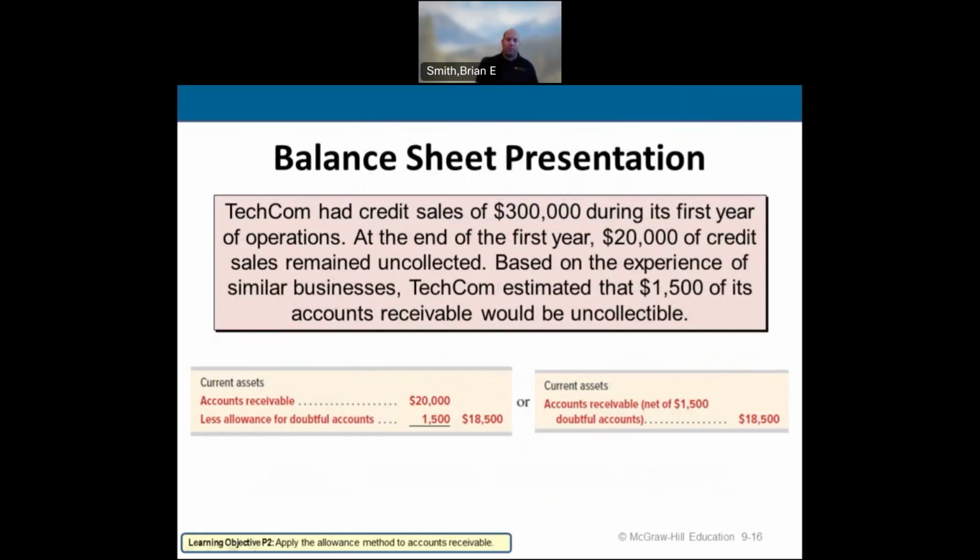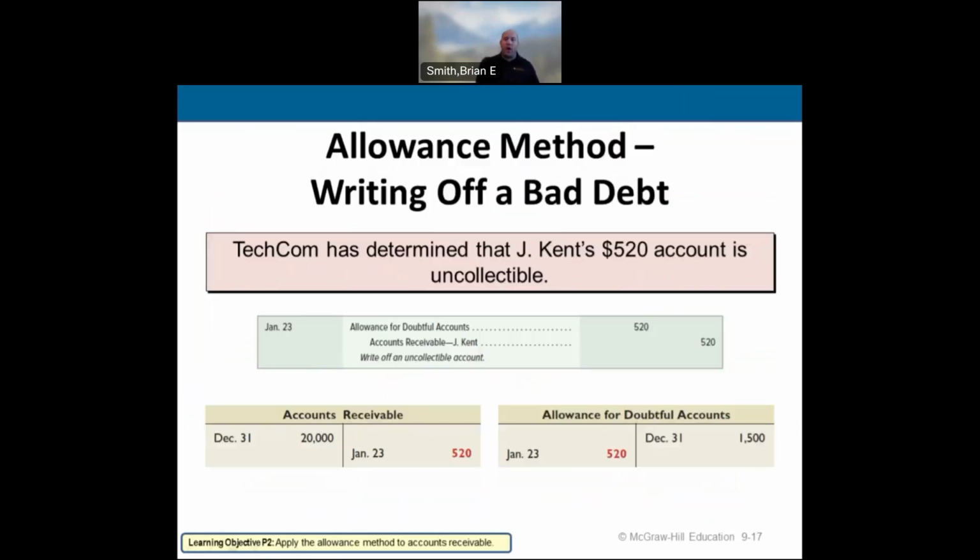Either way, it's fine. Then when we go and write off a debt, we're going to debit the allowance for doubtful accounts by the amount we think is going to be collectible, $520. And then we're going to credit the accounts receivable of the company or person that isn't going to pay us, thus reducing the amount that that person owes us and reducing the balance in our allowance for doubtful accounts. Because sure enough, we thought $1,500 in total were not going to be collected, and now we're starting to not collect, so $520 is going to reduce that balance.